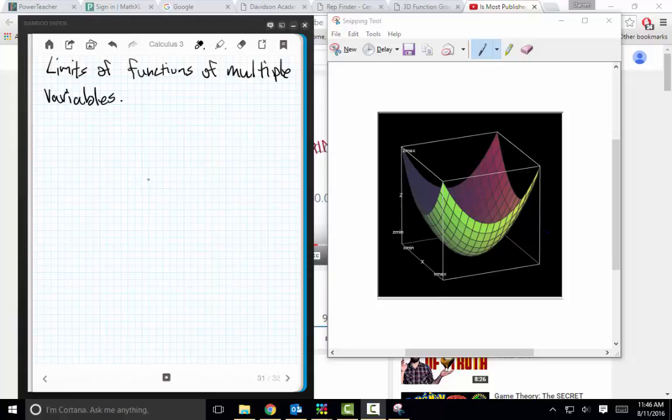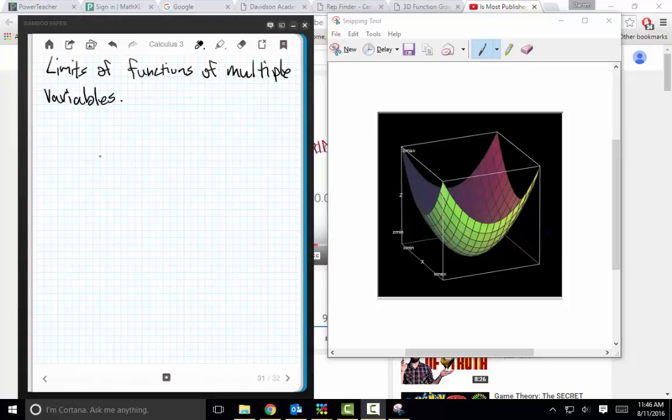All right, so today we're going to talk about limits of functions of multiple variables. Now, notice that we're talking about something entirely different than limits of vectors. This is different than limits of vectors. So you're kind of going to have a little cognitive shift as we work our way through multivariable calculus.